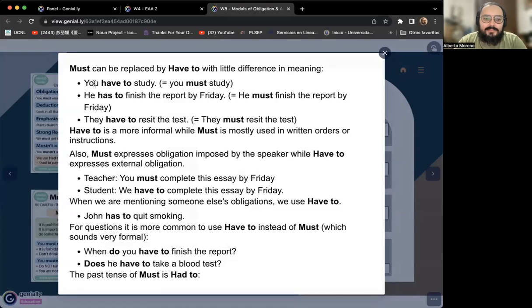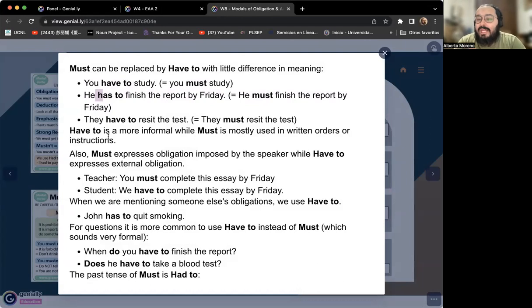For example, you have to study. You must study. He has to finish the report by Friday. He must finish the report by Friday. All of them are right. Teacher, why do we use have to and has to? Well, remember, we use have with I, we, you, and they, and we use has with he, she, it, okay?